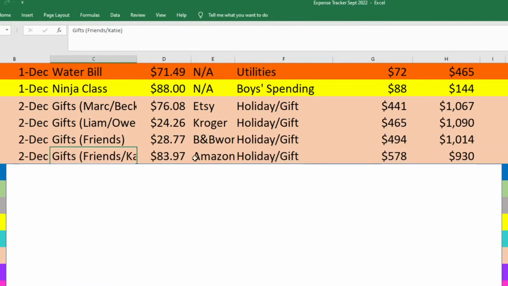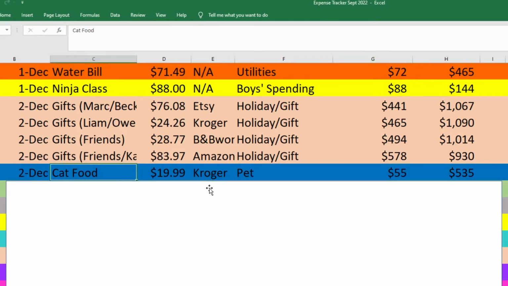But then I bought some more gifts on the second. I bought a couple of things for some friends on Amazon. And then Mark bought me something for Christmas as well. So that was $83.97 out of our holiday gift fund. That brought our total to $578 out of that fund, and we have $930 remaining.